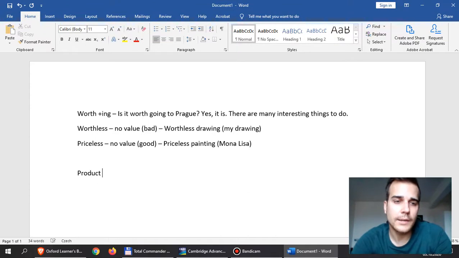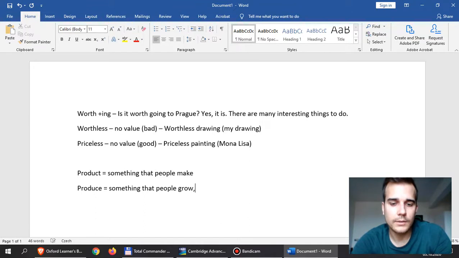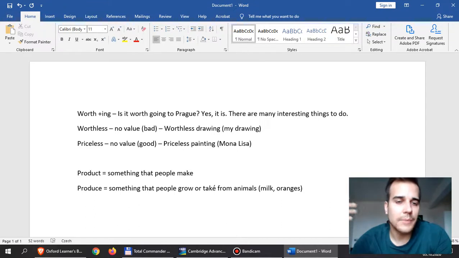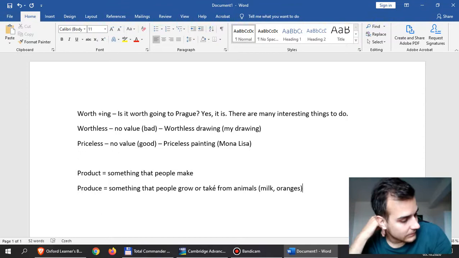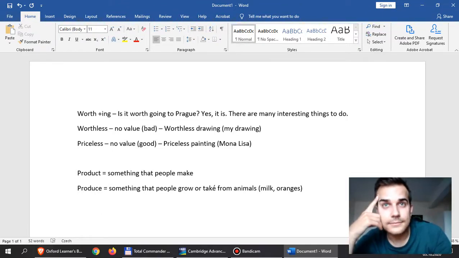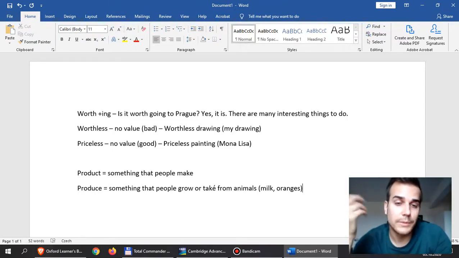First thing you can buy is product, all right, something that people make. Then you can buy produce, something that people grow, or take from animals. For example, milk, oranges, and so on. So I can take produce and I can make a product. For example, I take milk and I will make dairy products like yogurt, or what else can I make from milk? Let's say I can make cheese, all right? So this would be product.